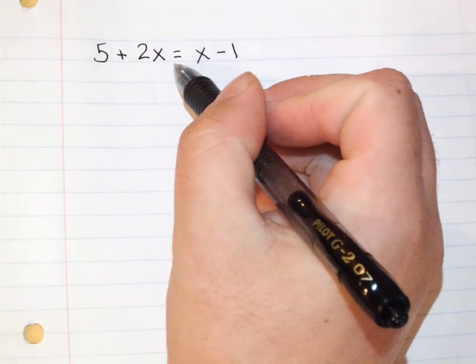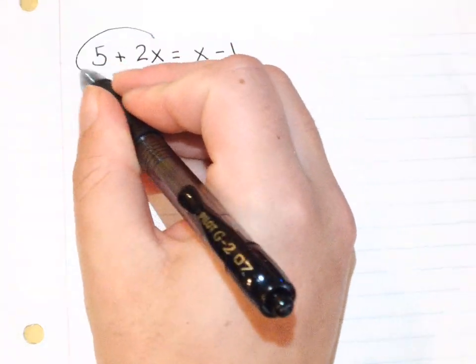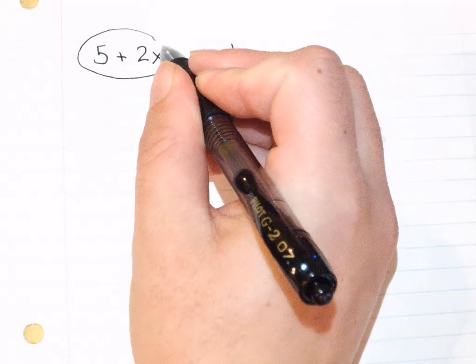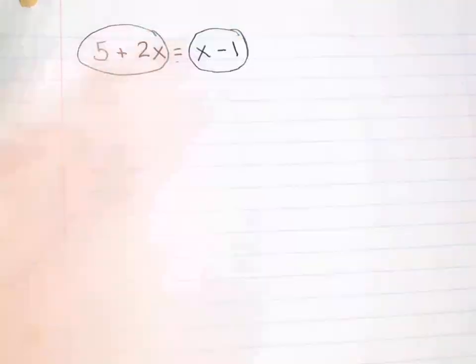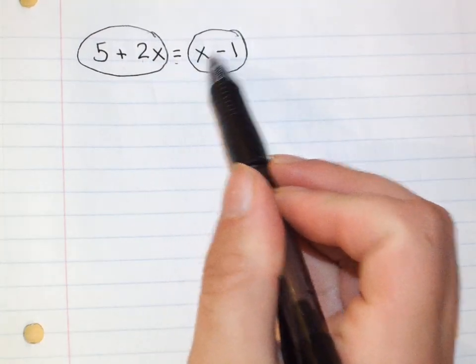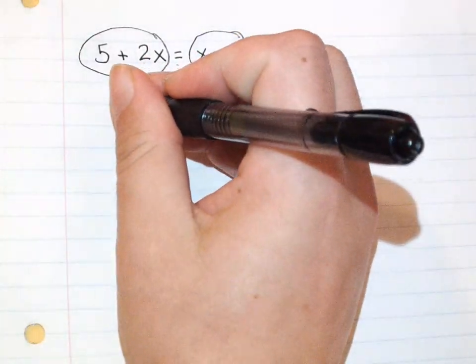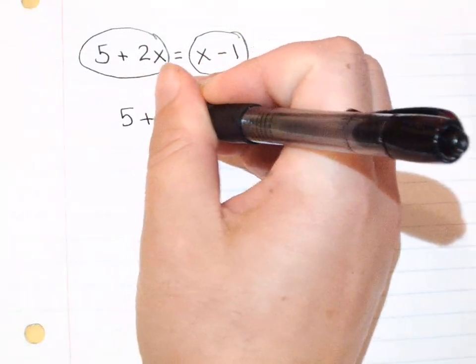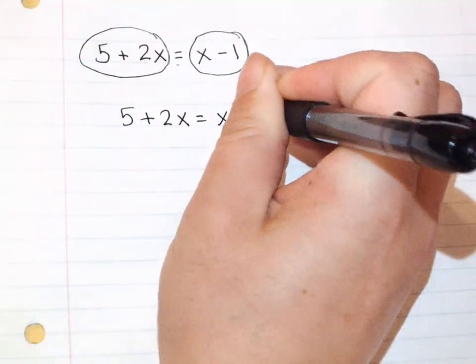This equal sign means that whatever this value is over here, it has to equal this value over here. And because these are the same variable, that means x has to be the same on both sides of this equation. So I'm going to rewrite this. 5 plus 2x equals x minus 1.